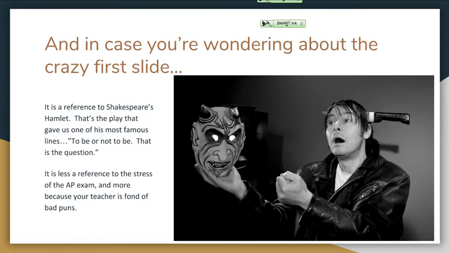And then finally, in case you're wondering about that crazy image on the first slide, it's actually a reference to Shakespeare's Hamlet. That's the play that gave us one of his most famous lines, to be or not to be, that is the question. It's less a reference to the stress of the AP exam and much more because your teacher is fond of really bad puns.